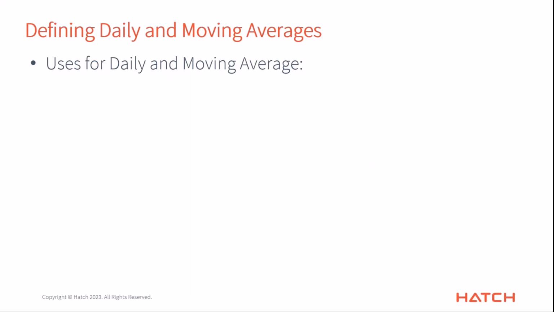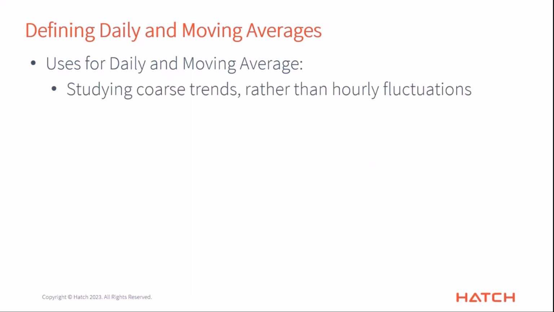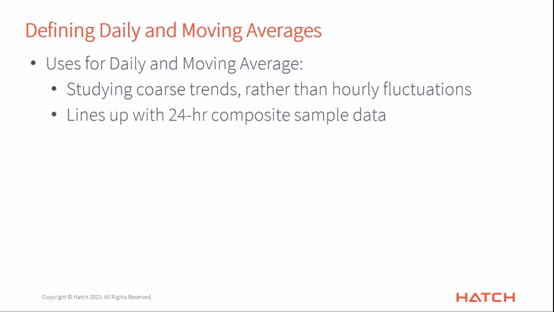Okay, so what would these be used for? Basically, you can use a daily trend if you want to study the course trends of what's going on rather than the individual hourly fluctuations. I know some people like it because with 24-hour composite sampling data, it's really a number that represents a number of individual samples that were taken and mixed together in a way that's kind of equivalent to an average.